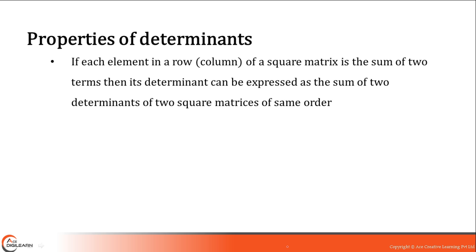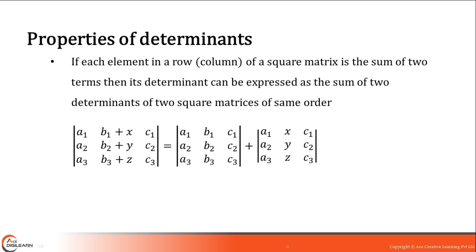If each element in a row of a square matrix is the sum of two terms, then its determinant can be expressed as the sum of two determinants of two square matrices of the same order. You can observe here the middle column contains elements which are sums of two terms, and det of this matrix can be written as the sum of two determinants.